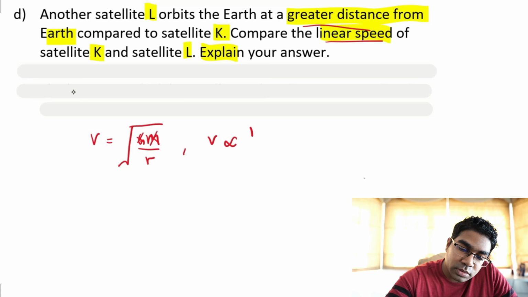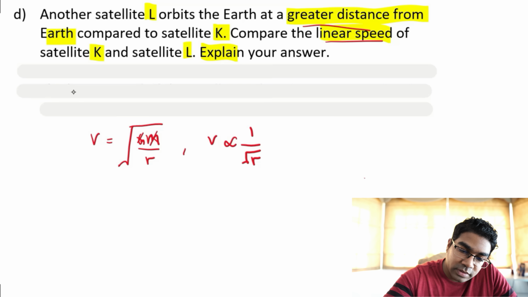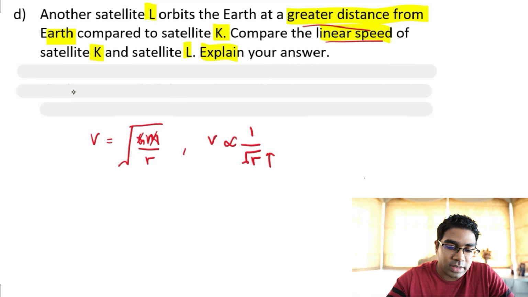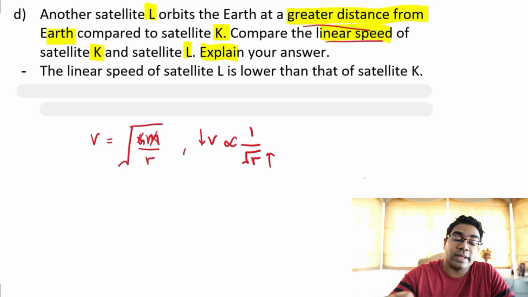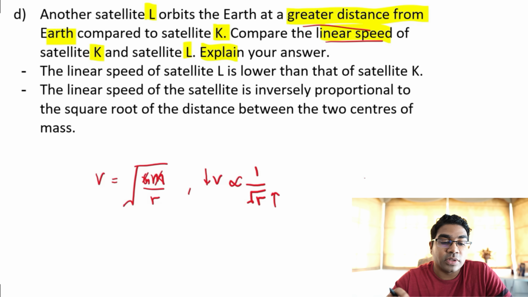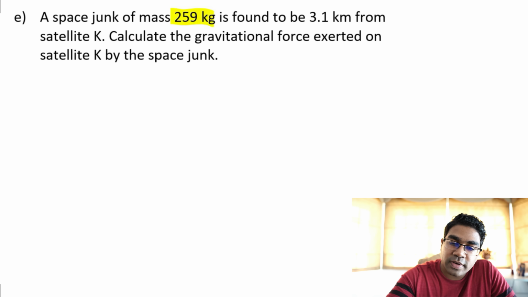So we get V is inversely proportional to the square root of the distance between the two centers of mass. And therefore, if the satellite is at a greater distance and orbiting the Earth, then the linear speed will be lower. The linear speed of satellite L is lower than satellite K. Why? The linear speed of the satellite is inversely proportional to the square root of the distance between the two centers of mass.